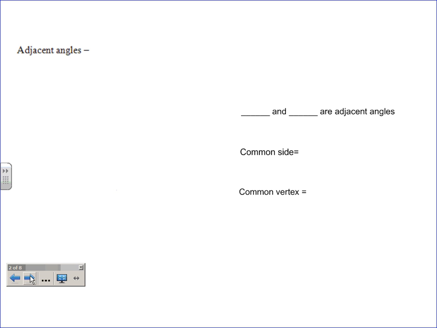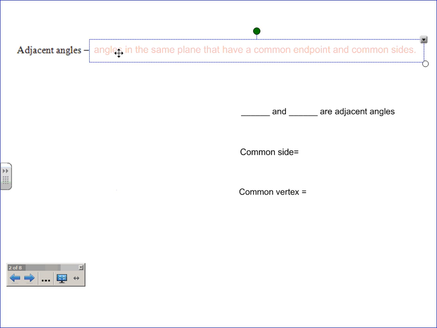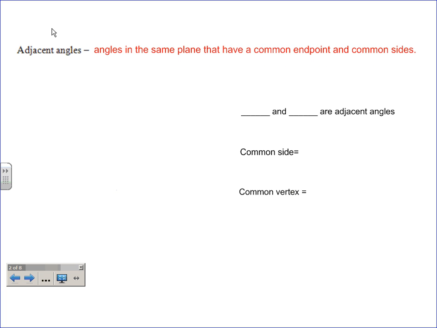Adjacent angles. Ooh, somebody thinks they know. Yes? Not quite. Yeah, kind of next to each other really is what it is. Oh, hey, that one's actually where it's supposed to be. Angles in the same plane, I think that's pretty much given at this point, but they put it in there, that have a common endpoint and common sides.